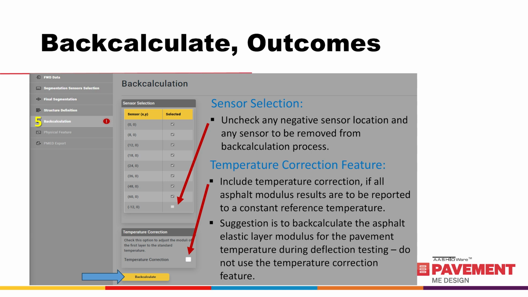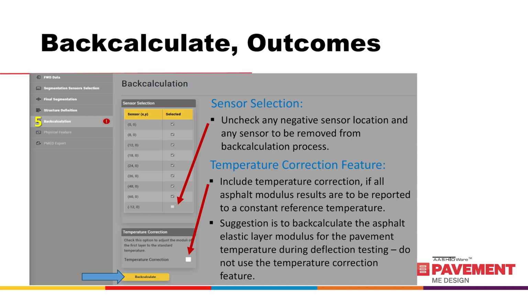First, the deflections recorded by the sensors are checked on the screen. Any sensor that should not be used or excluded from the back calculation process needs to be unchecked. Unchecking the box for a sensor means the deflections for that sensor are not going to be used for the back calculation process. Sensors that should not be used for back calculation are those with a negative x-axis value for the load transfer efficiency.